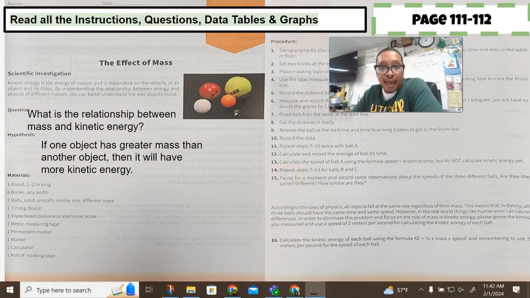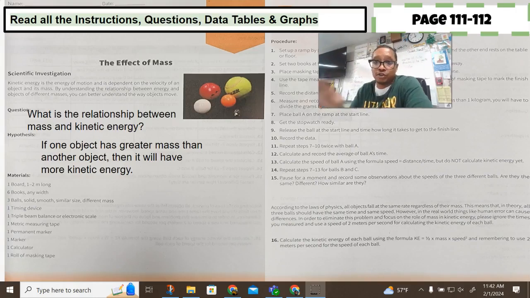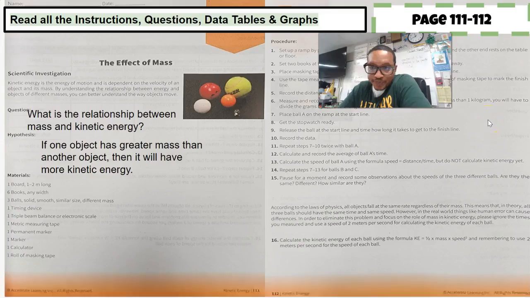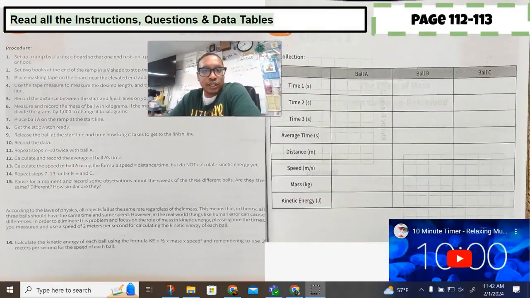We will come back to some of these directions because some of them are telling you how to calculate things in your data table. But let's just go ahead and move forward into that. All right, cool. So here we are with the data table.